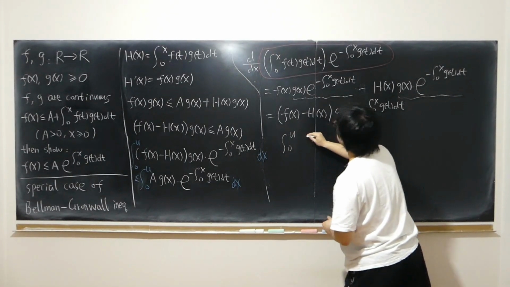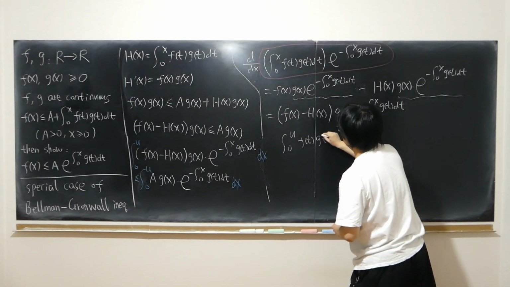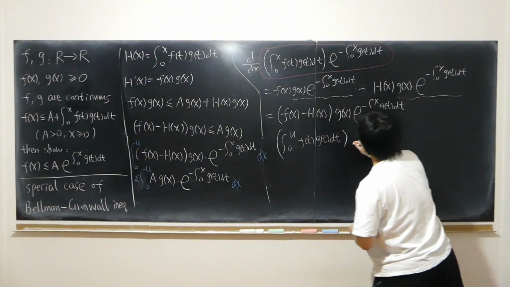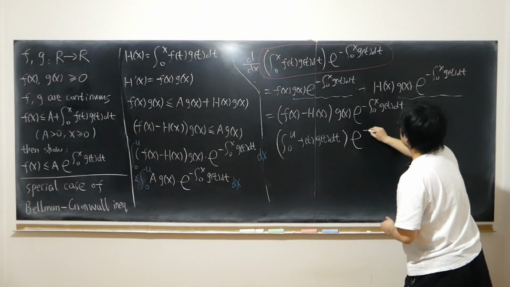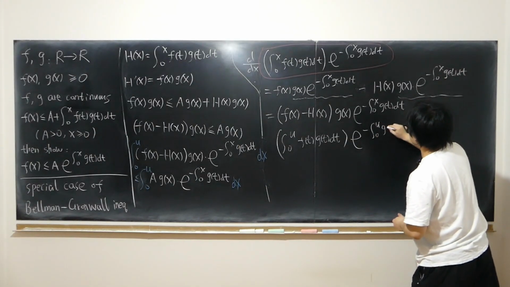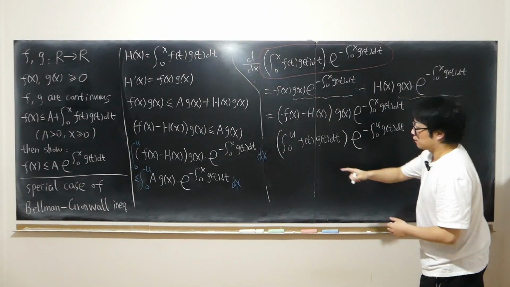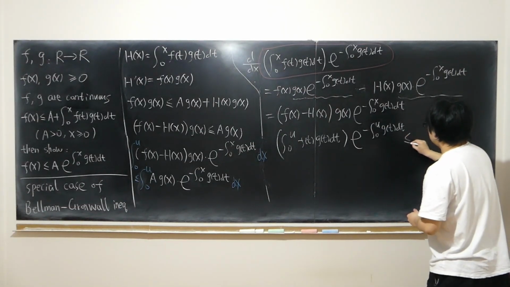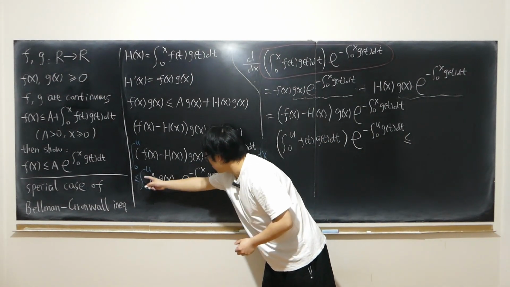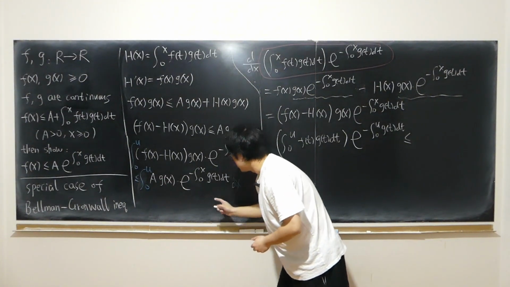The integral from 0 to u of f of t g of t dt, multiplied by e to the, like I said, x becomes u, integral from 0 to u of g of t dt. Let's take out a here. What's the integral of this times this?